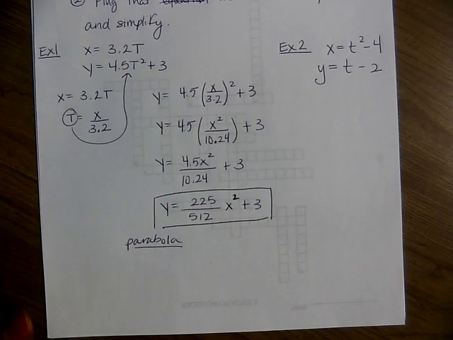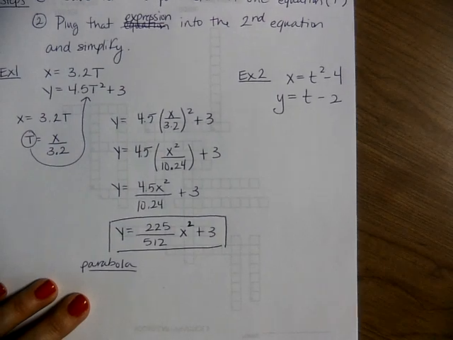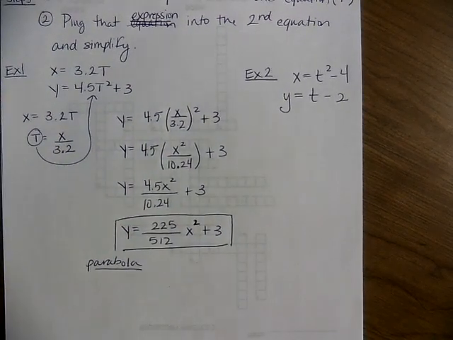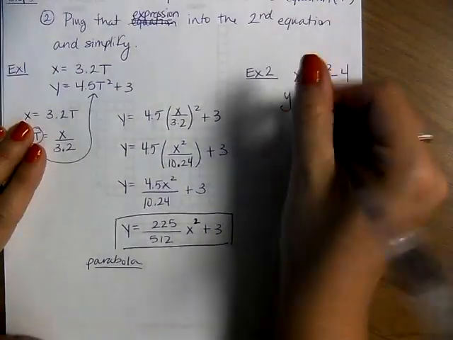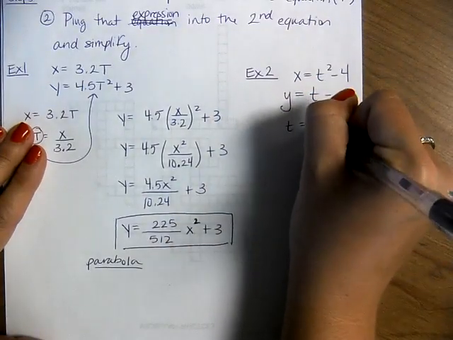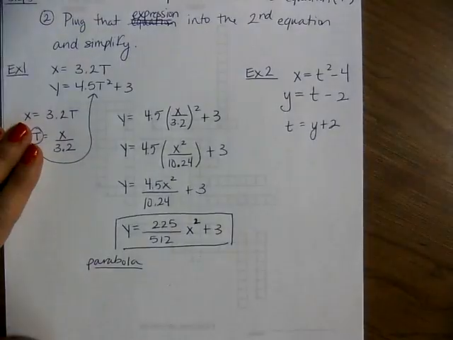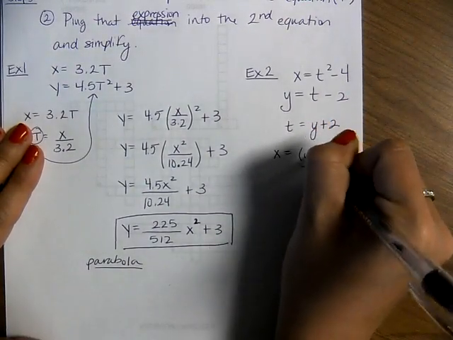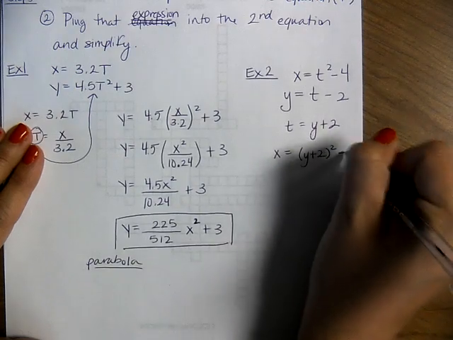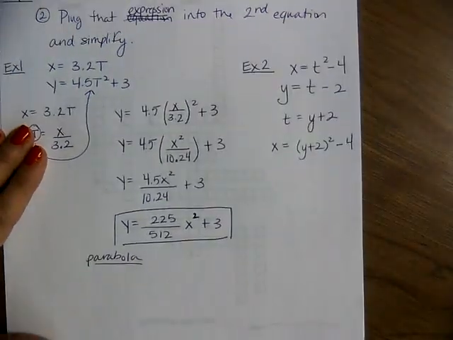Okay, so looking at this one, again, you want to choose the easier equation to work with. So based on this, would you agree that we should start with y? Because we just have an exponent of 1. So t equals y plus 2 in this case. And now we substitute. So we have x equals (y plus 2) squared minus 4.